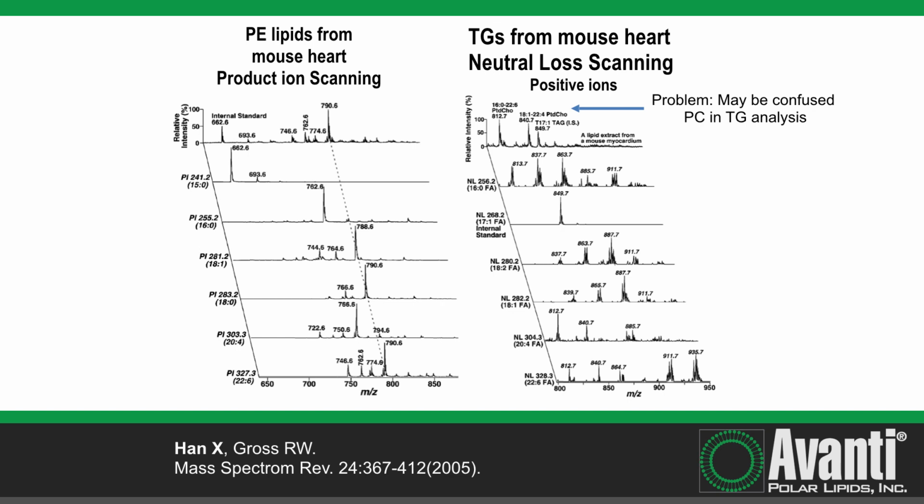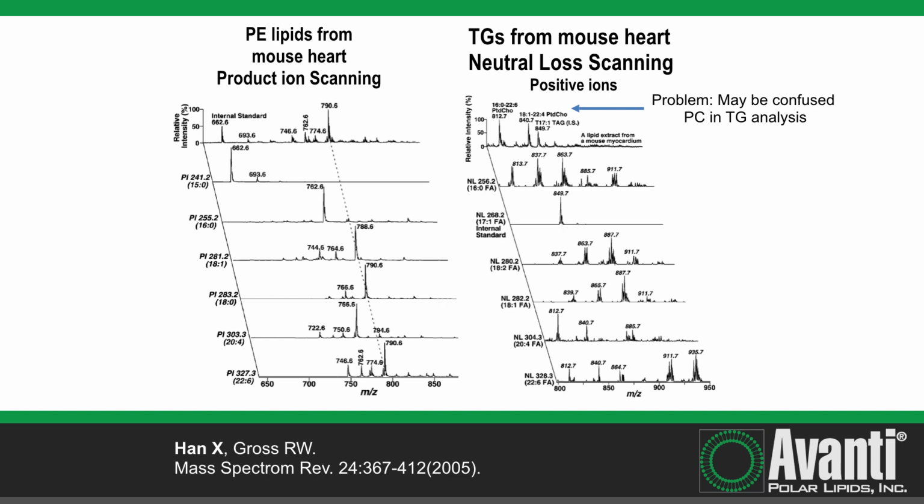Neutral loss scanning can also be used, and that's illustrated on the right side with triglycerides from the same sample, mouse heart. And here the positive ions were looked at, and in which case they've done another type of tandem mass spectrometry, which is called neutral loss scanning. And here they looked for neutral losses of fatty acids, and in this particular case, neutral loss of 282, it's not mass to charge, but just 282 Daltons, will identify the 18-1 containing fatty acids of triglycerides. And they're sort of illustrated on this third panel from the bottom.